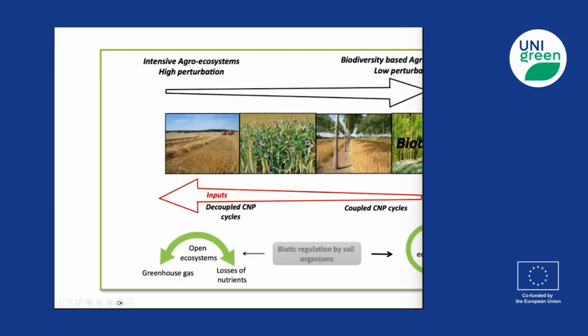And you can see here the intensive ecosystem, high perturbation. So we are looking for these systems that have more biodiversity-based ecosystem with low perturbation, closing ecosystem or closing cycles, and providing these services that we need.